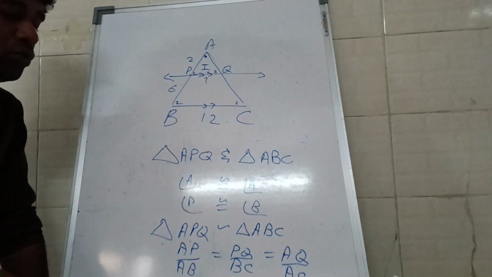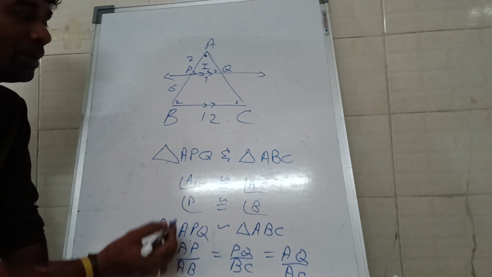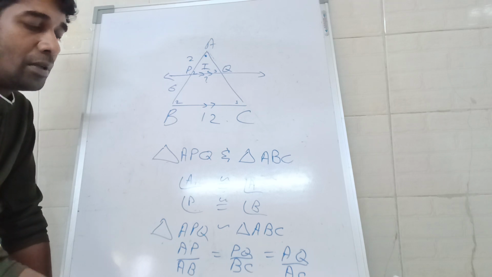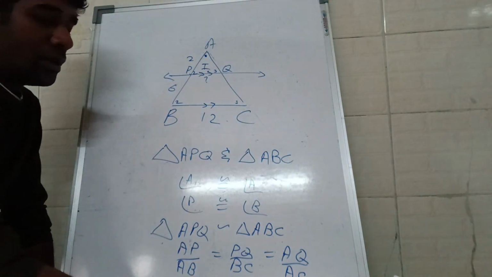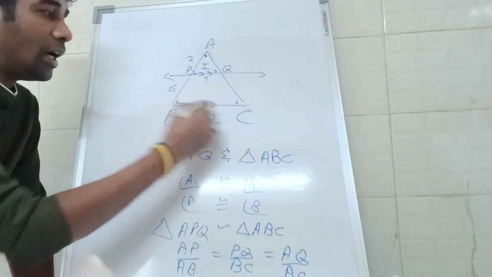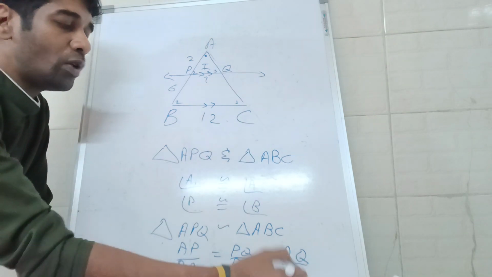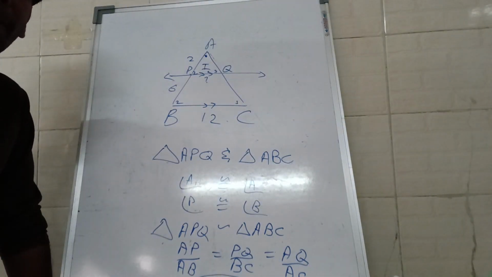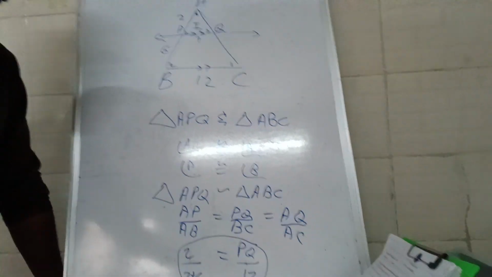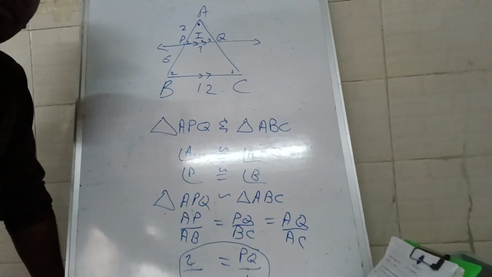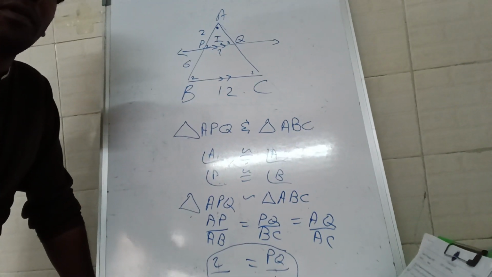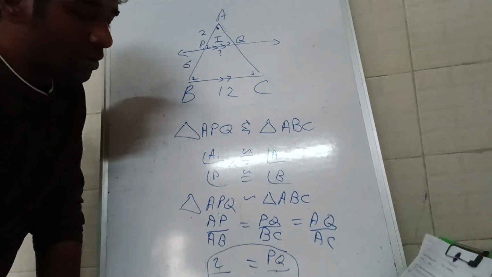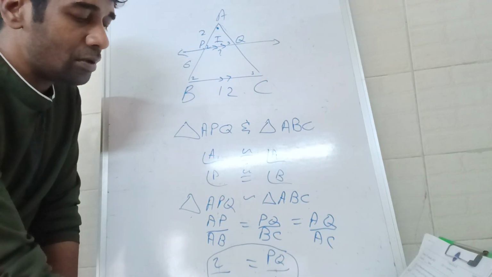The value for AP is 2. I put that value for AP, and AB is 2 plus 6, that is 8. PQ is to be found and BC is 12. These two are not given, so I can cross multiply by taking these 4 and finding the answer. PQ will be now 3.